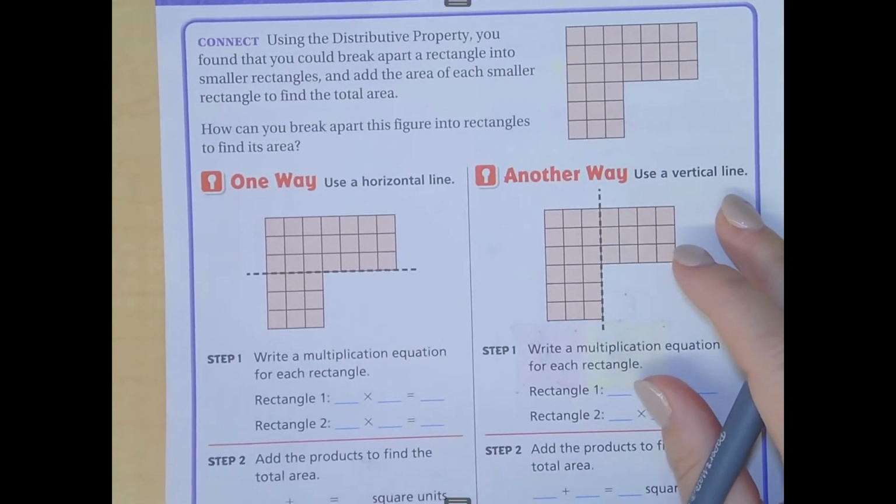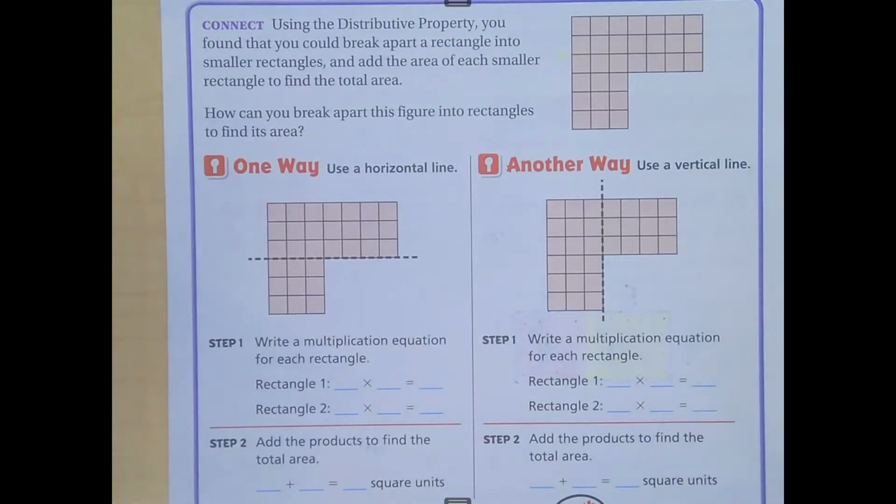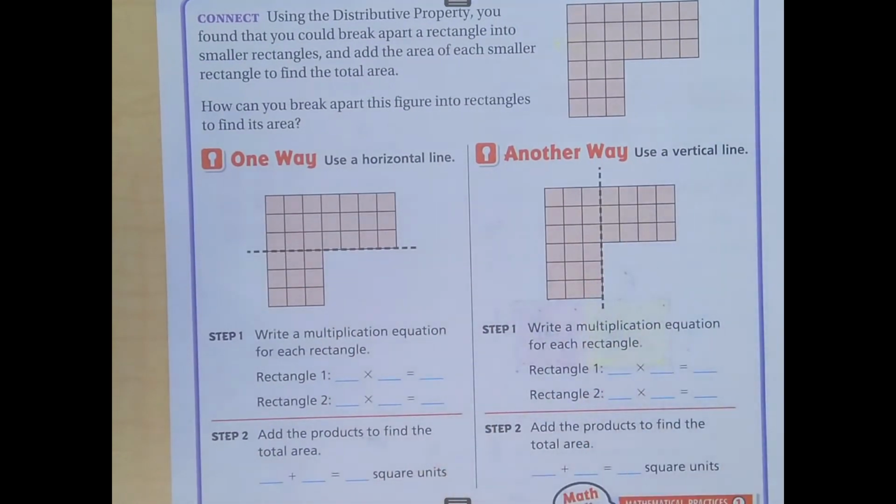Use the distributive property. You found that you could break apart a rectangle into smaller rectangles and add the area of each smaller rectangle to find the total area. How can you break apart this figure into rectangles to find its area? So there's different ways that you can break these apart. They're going to show you one way or another way, okay?